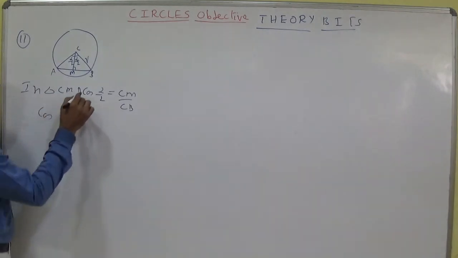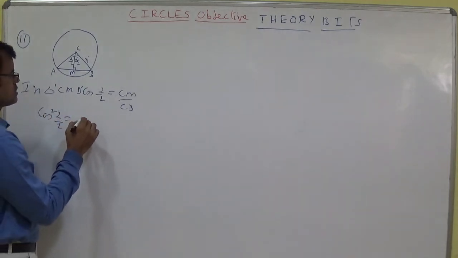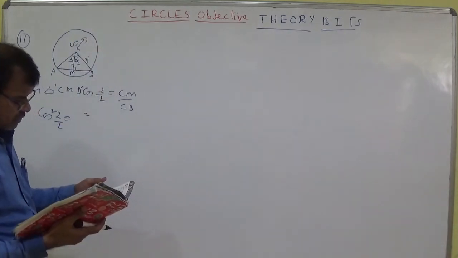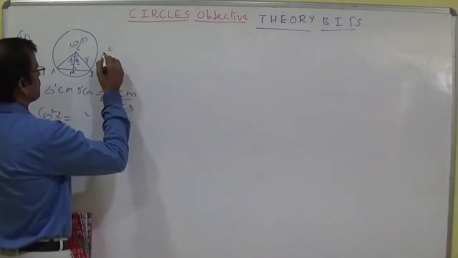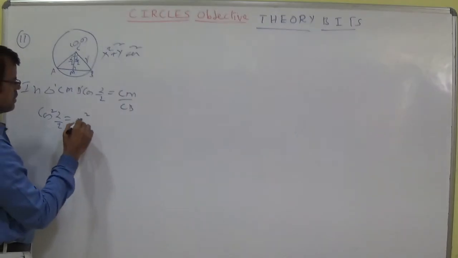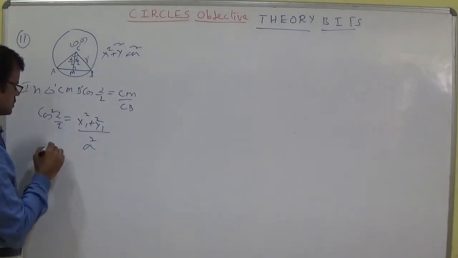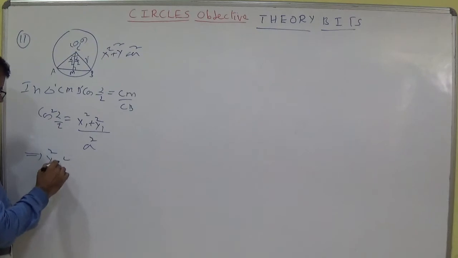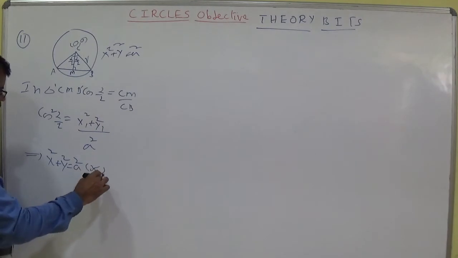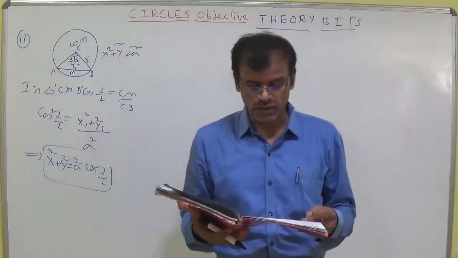So here you can write cos square alpha by 2 is equal to CM square by R square. The center is 0, 0. For the circle, we are discussing x square plus y square is equal to a square. So CM square means x1 square plus y1 square. That implies the locus is x square plus y square is equal to a square cos square alpha by 2. Yesterday I said this as a formula: x square plus y square is equal to r square cos square alpha by 2.